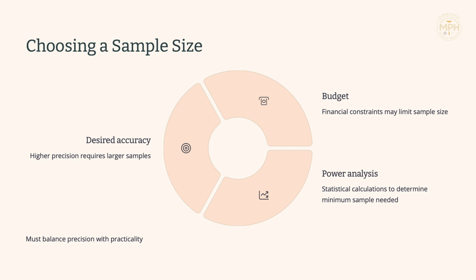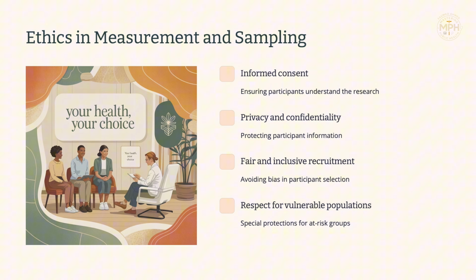Next is sample size. Too small and your results may not be accurate. Too large and you waste resources. Use power calculations, budget limits, and design complexity to guide your sample size decisions. Let's not forget about ethical considerations in measurement and sampling. Participants must give informed consent. Data should be confidential and secure. Sampling should be fair and respectful, especially in vulnerable communities.